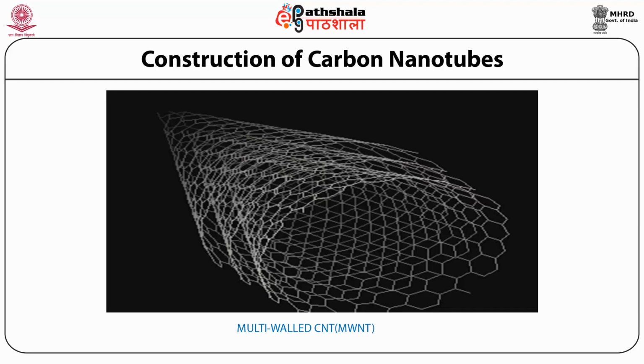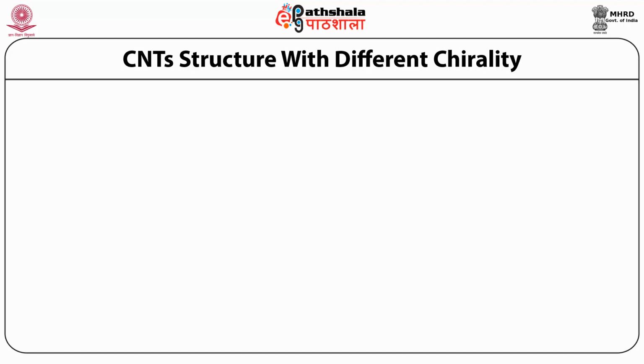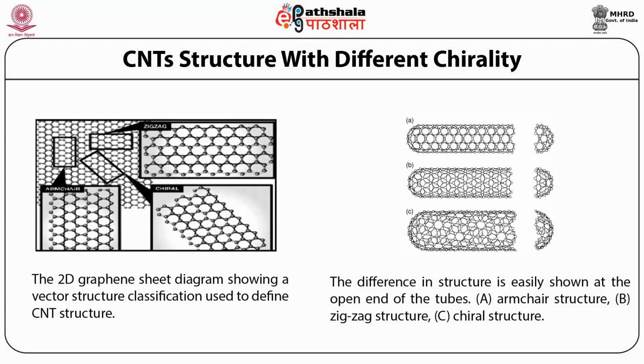So depending on the chirality, where I have discussed that the carbon-carbon bond is parallel or perpendicular, or neither parallel nor perpendicular, it shows different electronic behavior. Some can be metallic, some can be semiconducting. And this will open a new area, that a single material can behave like an insulator, a metal, or a semiconductor. And this opens a new area of research in carbon-based technology.